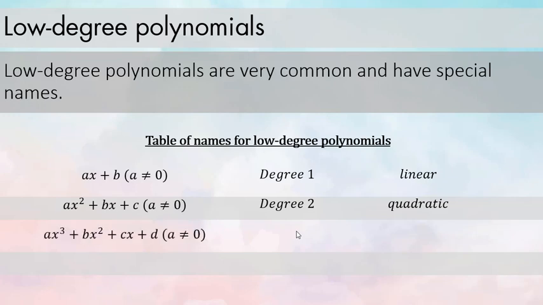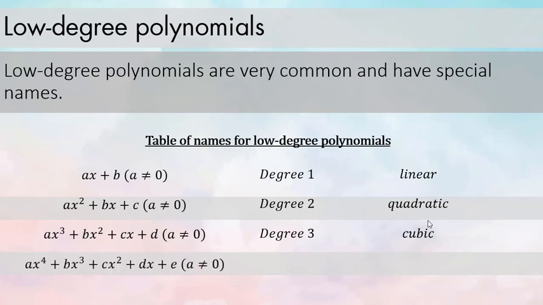ax cubed plus bx squared plus cx plus d. The polynomial of degree 3 is called cubic, just like a cube. You know that a cube is a solid of 3 dimensions. Well, that's not making any sense because the solid means having 3 dimensions already. But cubic is like a cube of 3 dimensions. So the two terms are related to each other. Degree 3, cubic.